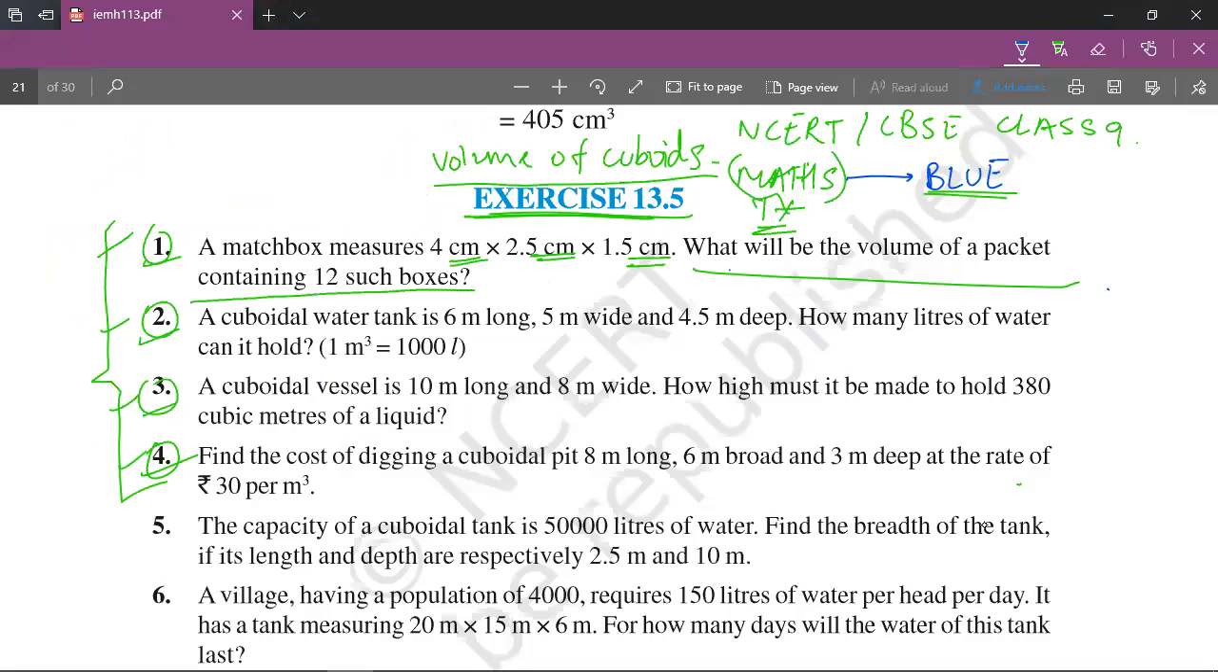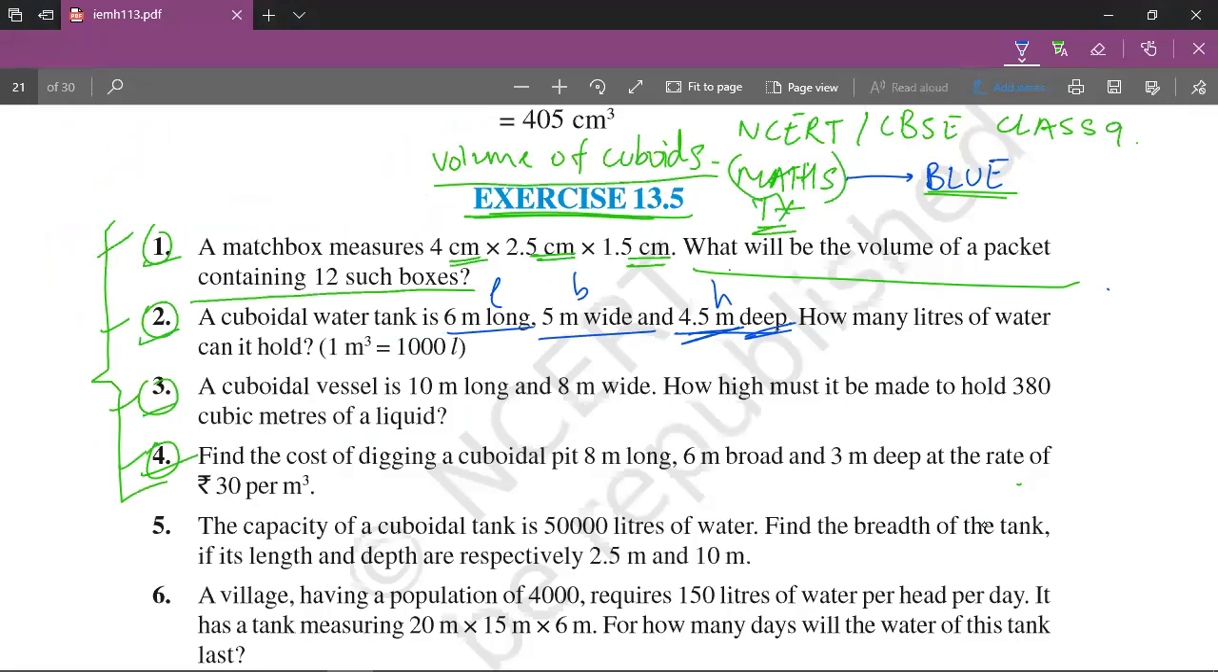Okay. So a cuboidal water tank is 6 meter long. This is the length. 5 meter wide, this is the breadth, and 4.5 meter deep. That is the height. So whenever deep comes, it is the height. Usually deep comes or does not come, that doesn't matter, because the last dimension will always be h. So how many liters of water can it hold?